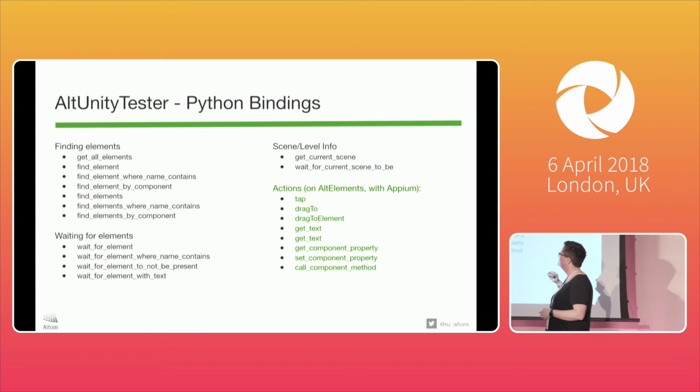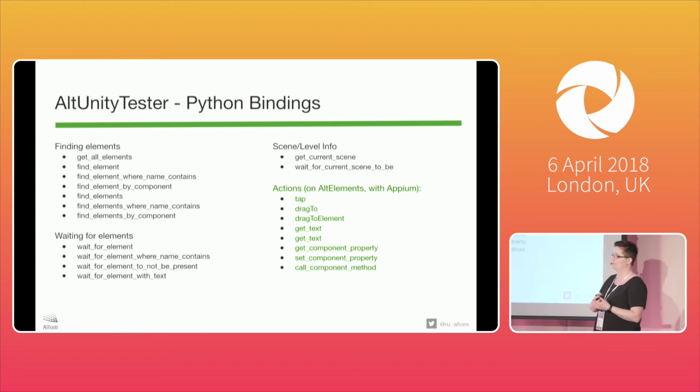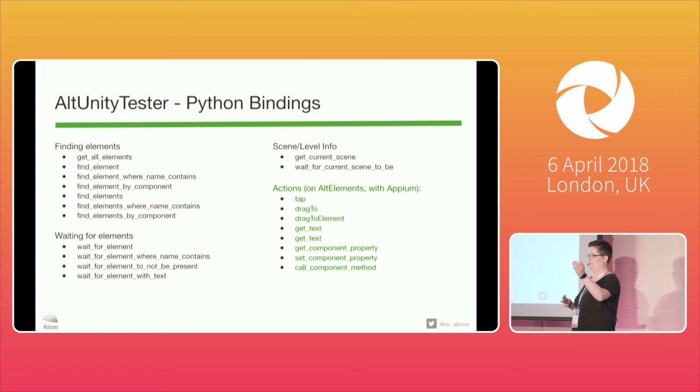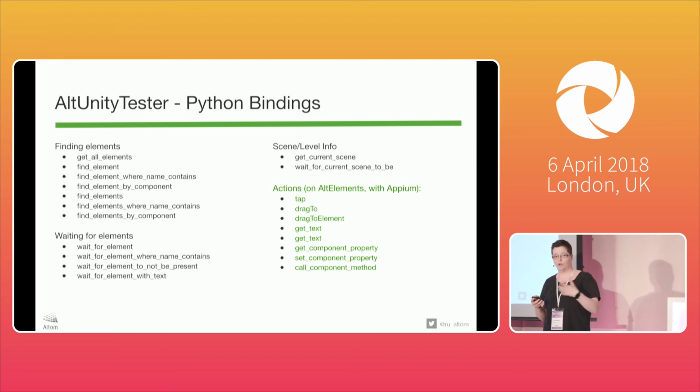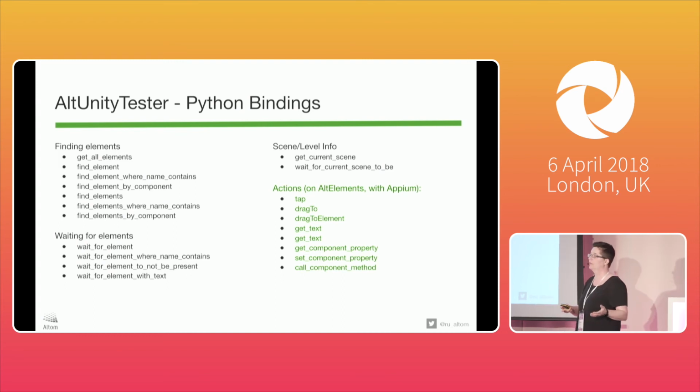But then we also added some actions that you can do on the AltUnity elements that you find, so basically the translation of the elements from Unity that we were trying to get. All of these interactions are done with Appium. Of course you can tap, but you can also get specific properties as long as they're public. In Unity, you can get their values, and you can set their values if you have a public method for setting them.